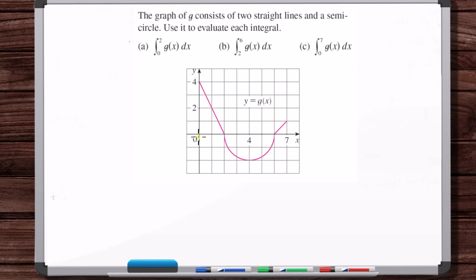1/2 base, which is 2, times height, 4. Okay, this is 4. 1/2 times 2 times 4 is 4. Okay, what about from 2 to 6?